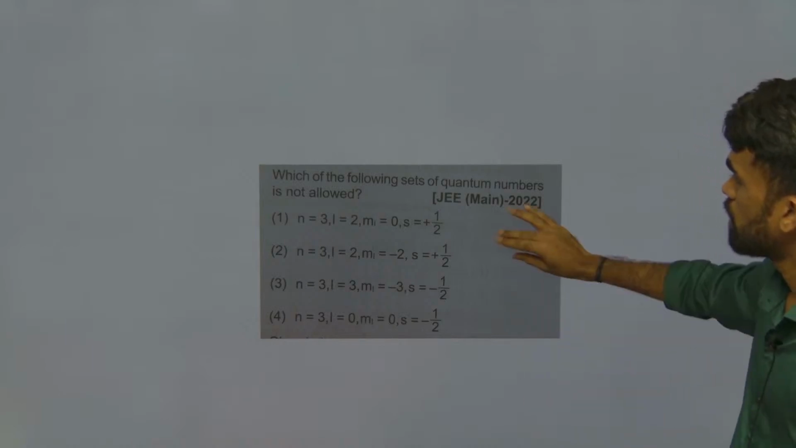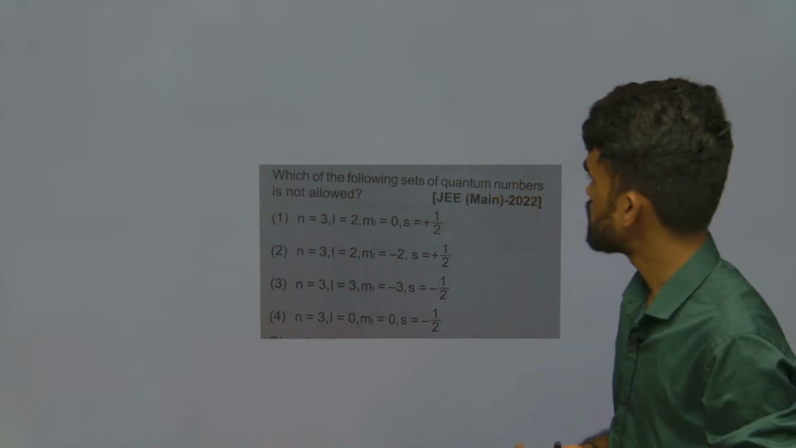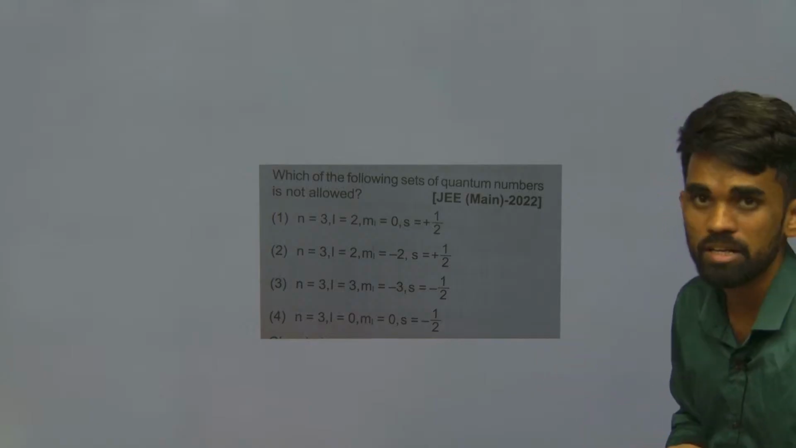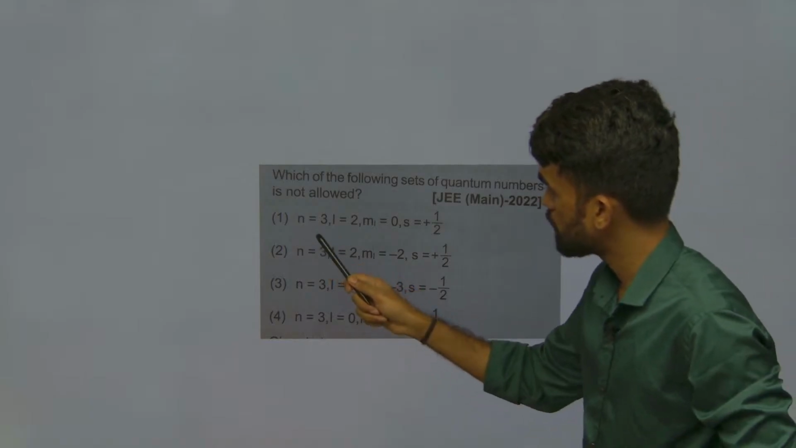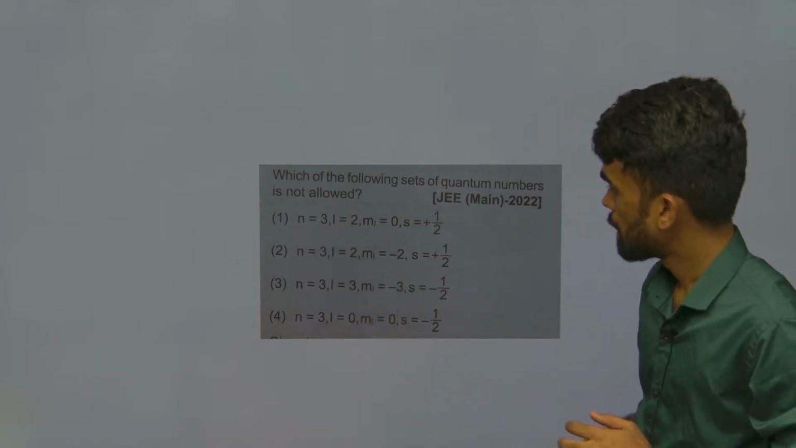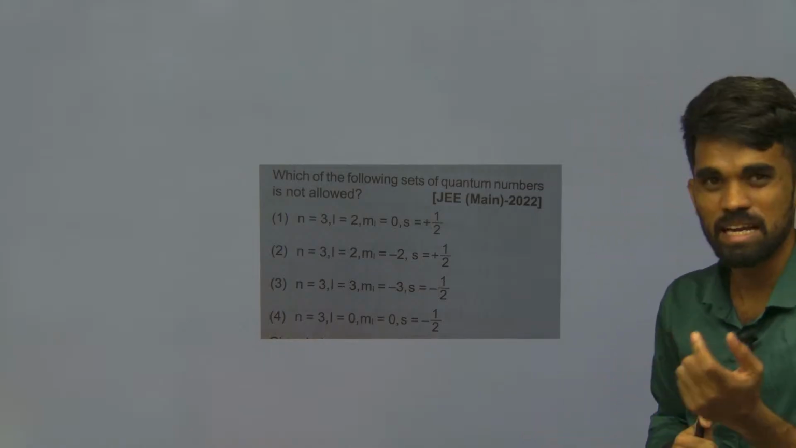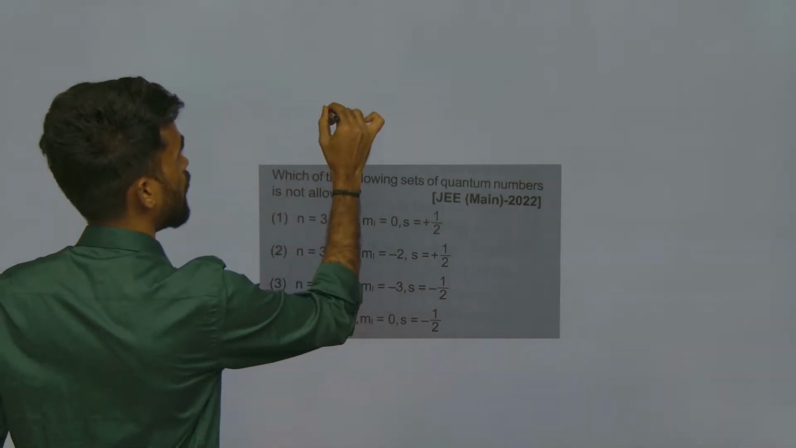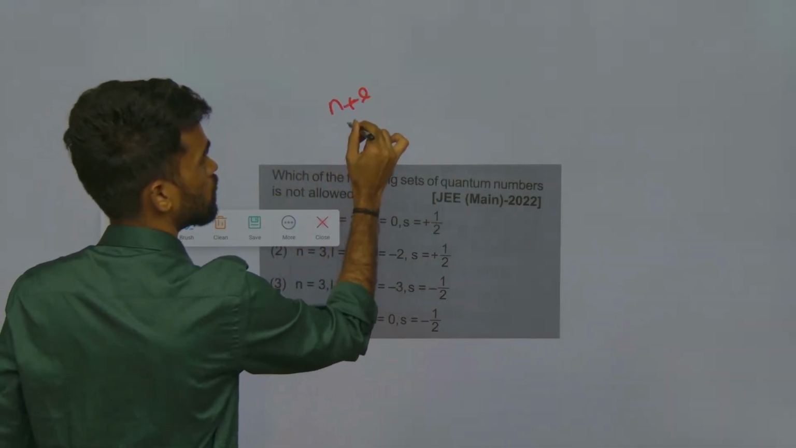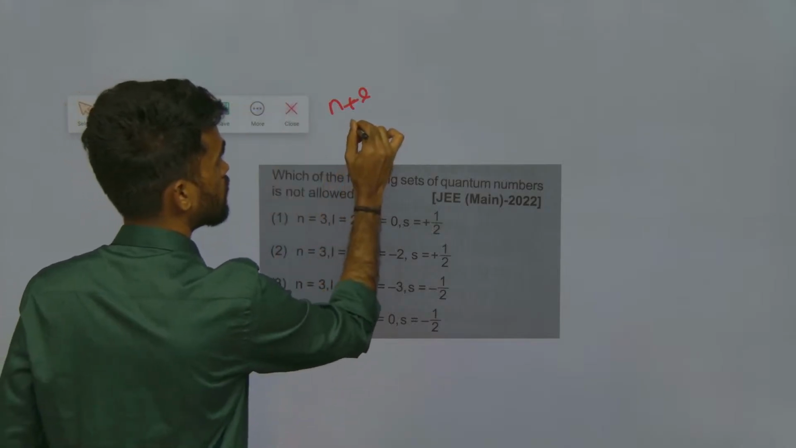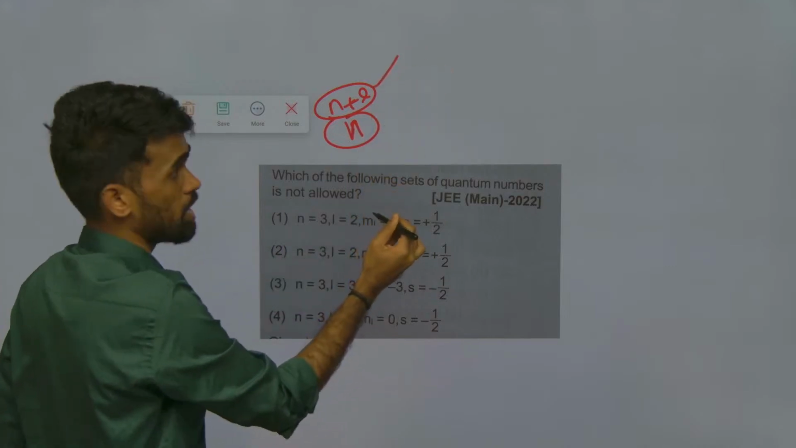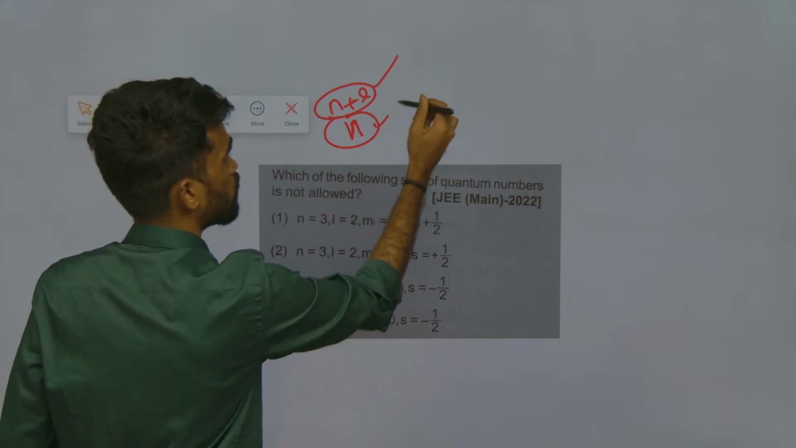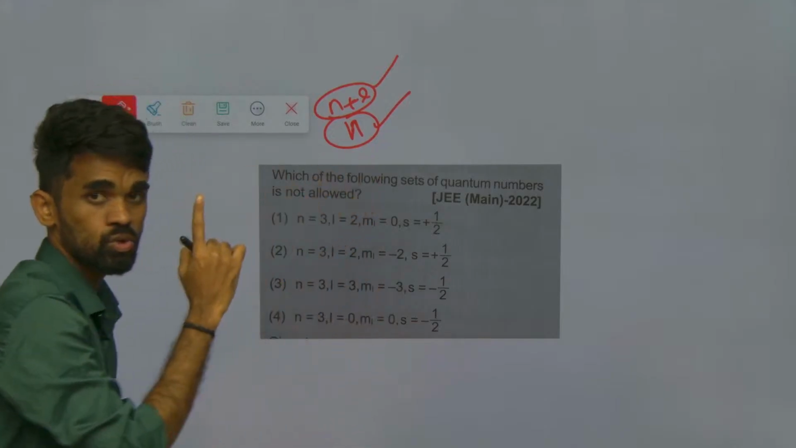Look here. Which of the following sets of quantum numbers is not allowed? Tell me which is not allowed. n equals 3, l equals 2. See, most of the questions are based on this rule: either the n plus l rule for finding energies, or, if it is the same, follow the n value. Greater the n plus l, or if it is the same, greater the n value, greater is its energy. Based on this rule, this is one model question.